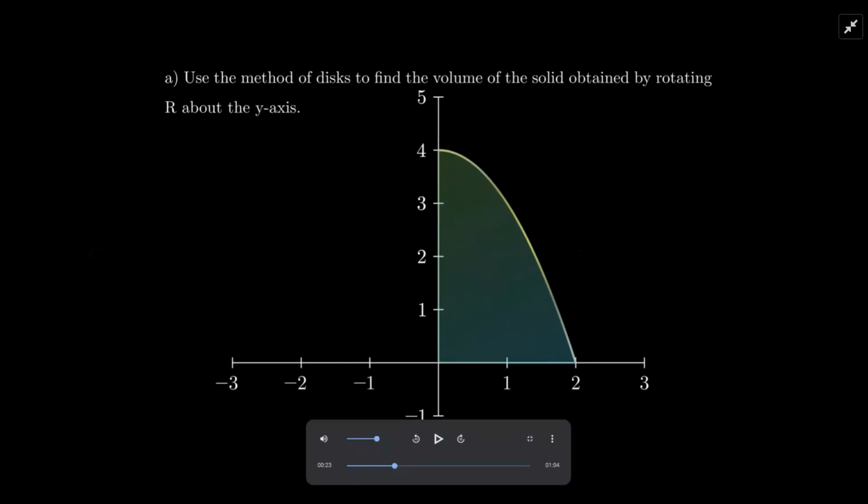Let's imagine that it's made out of coins. Okay. So it's a stack of coins, and the radius of the coin is getting smaller as you get higher until it basically vanishes at the top. Okay. And the width of each coin is the change in y, or dy.